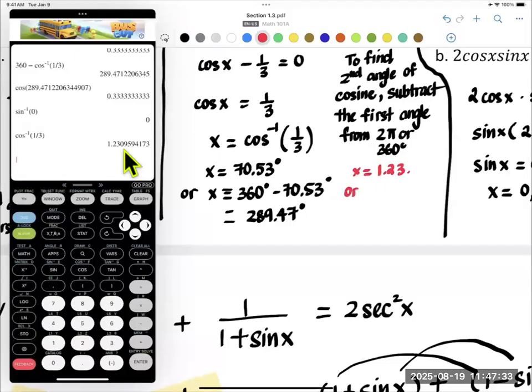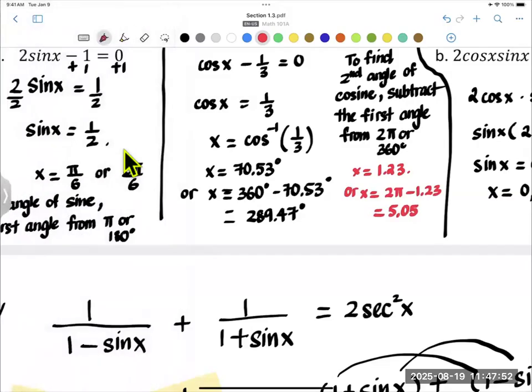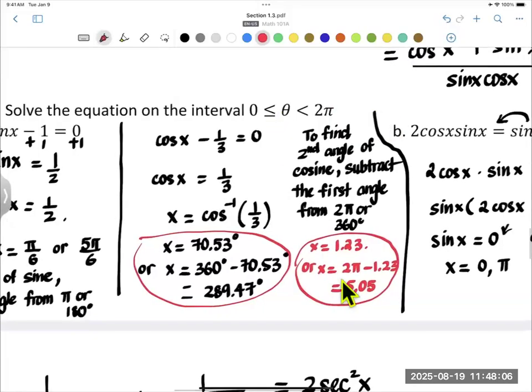So how about the second angle? For the second angle, we subtract that from 2 pi. So 2 pi minus 1.23 gives us 5.05 radians. Okay, so the one on the left is the answer in degrees, and this is the answer in radians. Depending on the problem, if it wants degrees, you leave it in degrees, and if it wants radians, you leave it in radians. But make sure you don't forget the second angle within 0 and 2 pi.